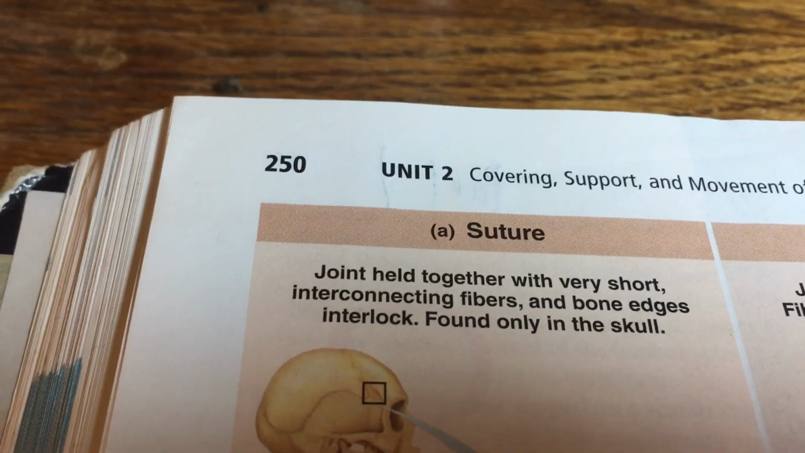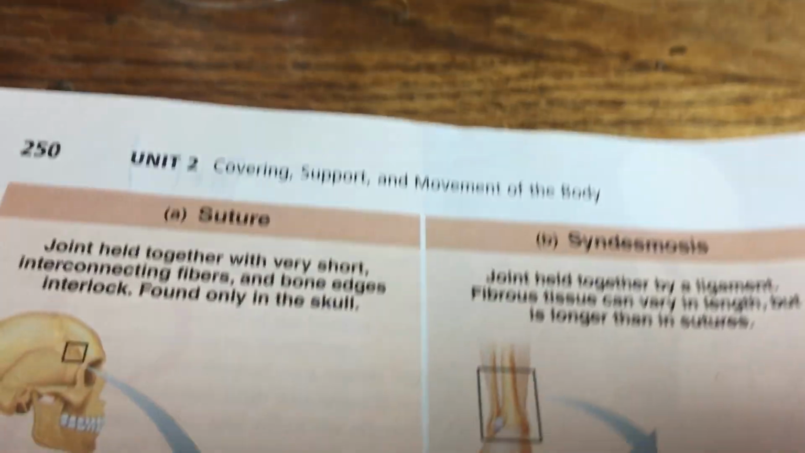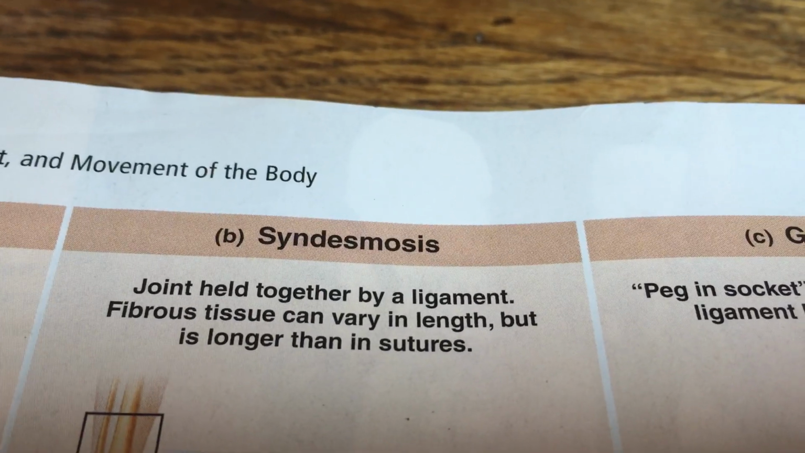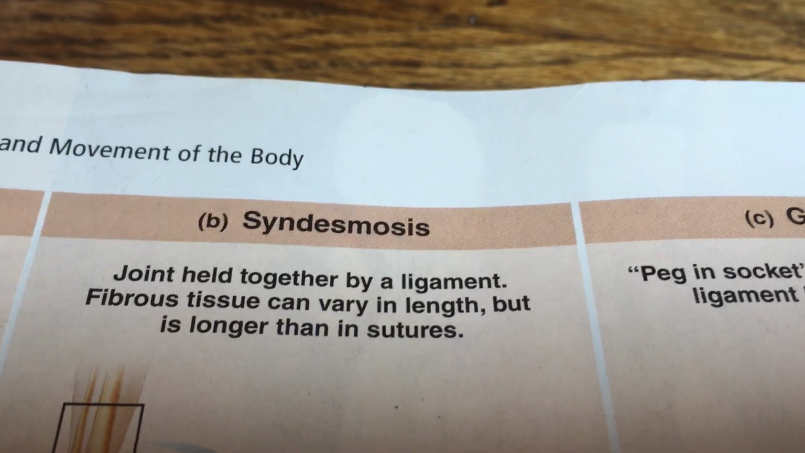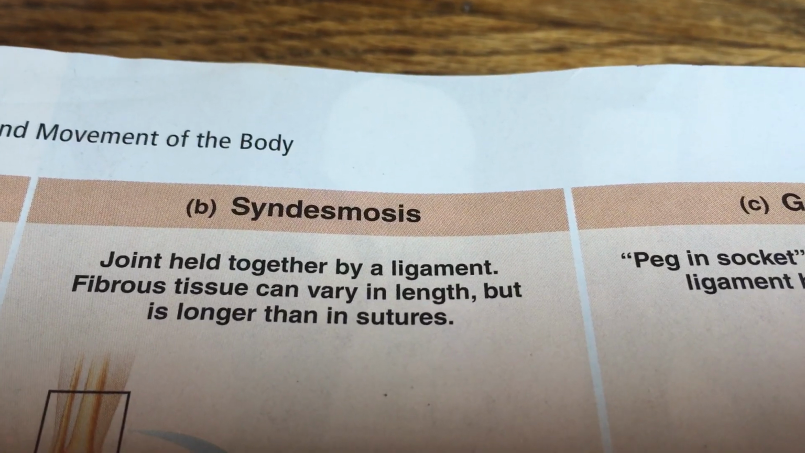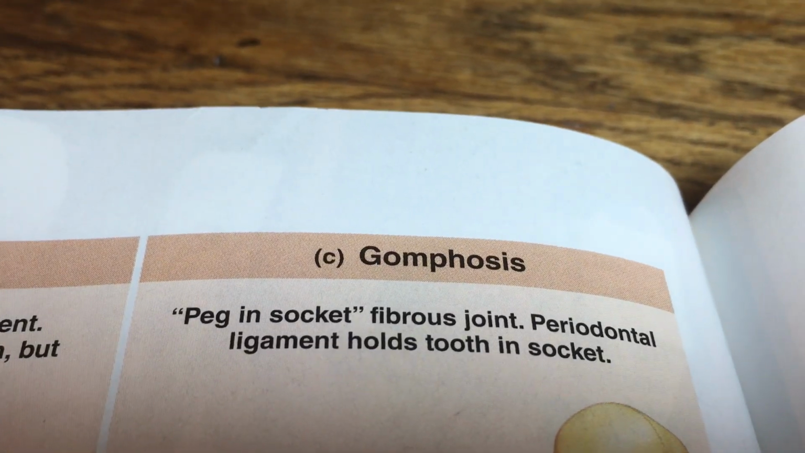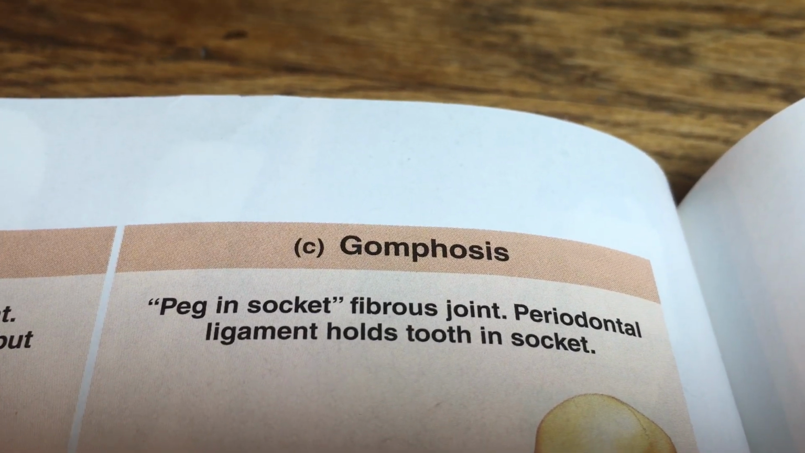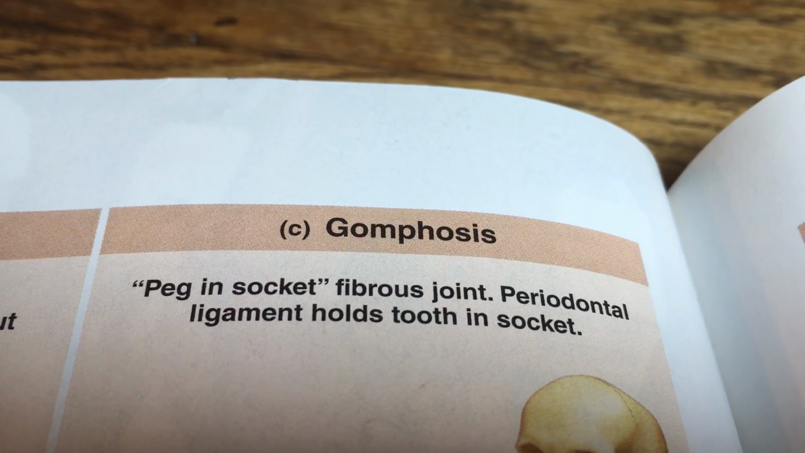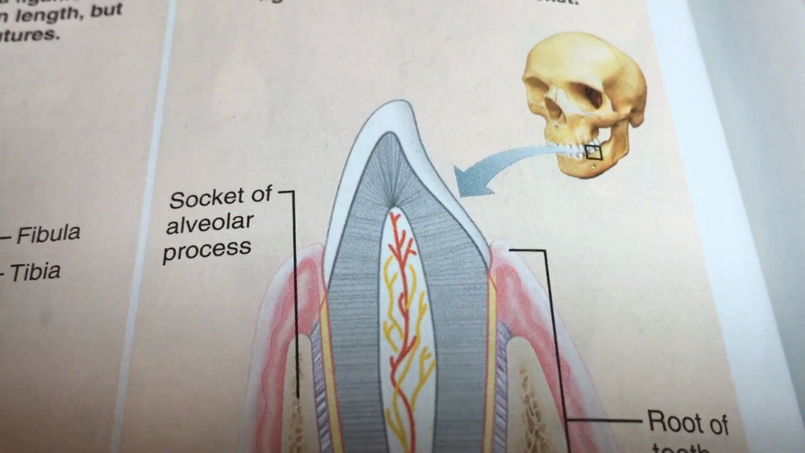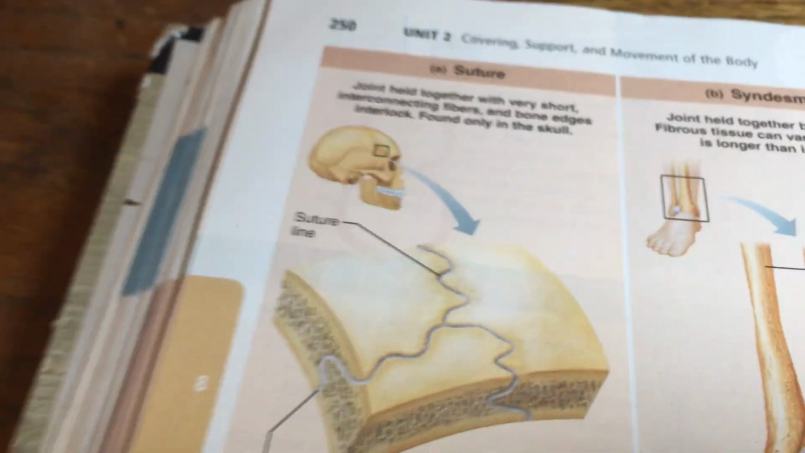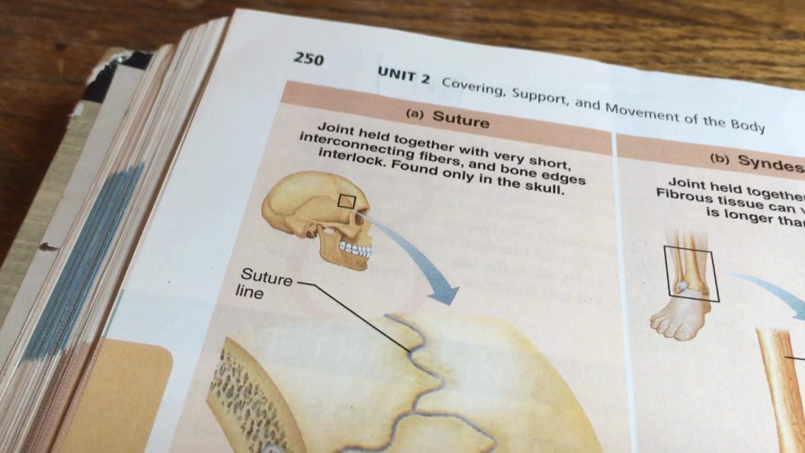The fibrous joints are listed here on page 250. The big overview here are going to be sutures, and then syndesmosis, syndesmoses for the plural. And then we have a gomphosis, which is unique to teeth, as it turns out. Teeth are going to fit in. So let's start over here with sutures. We're already familiar to some degree with sutures.